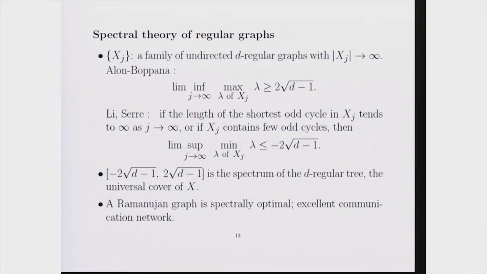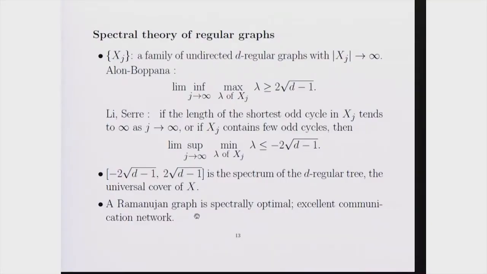When this doesn't happen, that means that all the non-trivial eigenvalues have absolute value bounded by twice root d minus 1, and that's precisely the Ramanujan graph. So from the spectral point of view, a Ramanujan graph is spectrally optimal. Okay. So if they are used as communication networks, then they have very nice properties, like a large expansion constant and very quick mixing, and also small transmission delay, and so on.